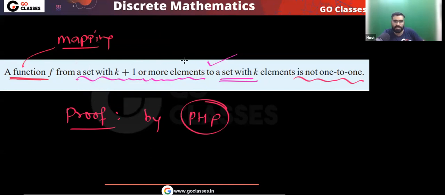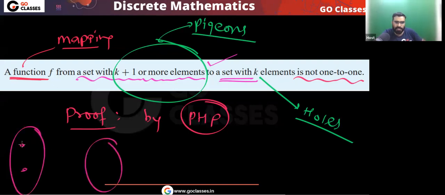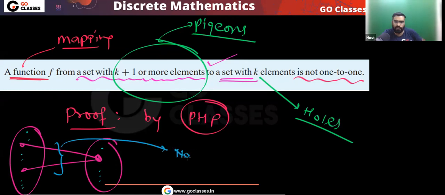The proof is by the pigeonhole principle, because these elements are the pigeons in this situation. They are going to these holes. The number of pigeons is more. So definitely at least 2 pigeons will go to the same hole. If at least 2 pigeons are going to the same hole, then definitely this is not a one-one function, right?